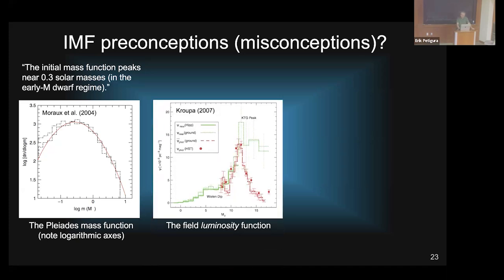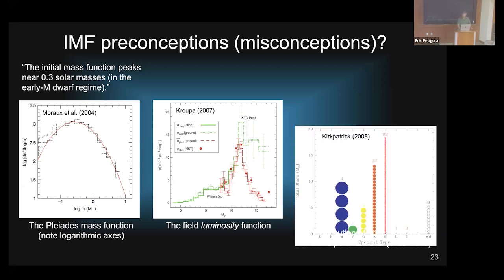Okay, here's what the luminosity function looks like. And this is from a Kroupa paper from 2007. And you see the luminosity function is peaking at an absolute V magnitude of around 12 magnitudes. And again, that's also at early M, around 0.3 solar masses. So that seems to reinforce the notion that the IMF peaks at 0.3 solar masses.